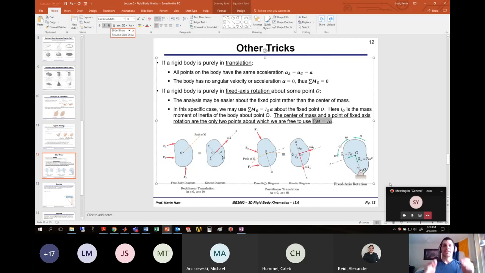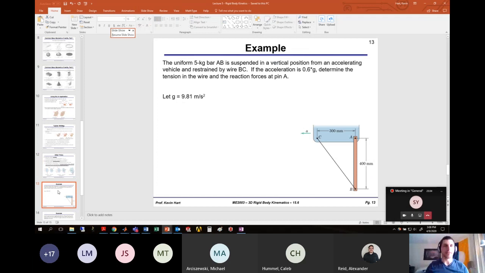Okay. Now, without further ado, let's get on with example problems. So we've done a lot of talking, we've seen a lot of math. Now let's see this in action. So here's our first example.